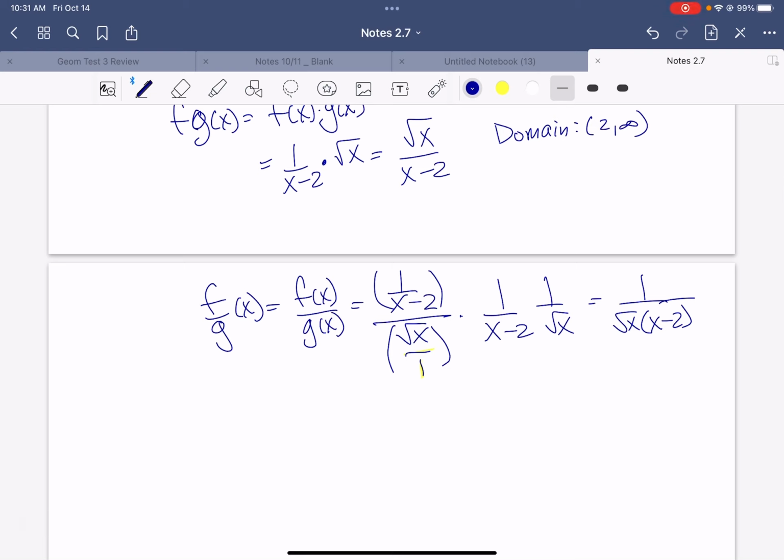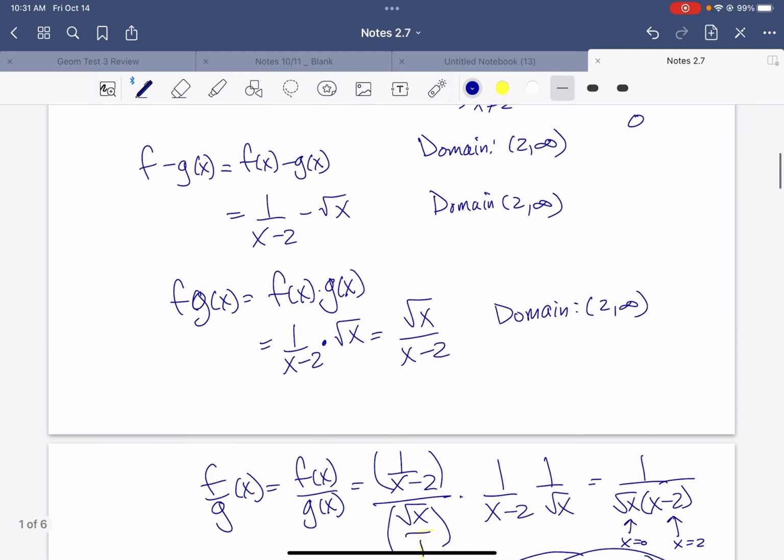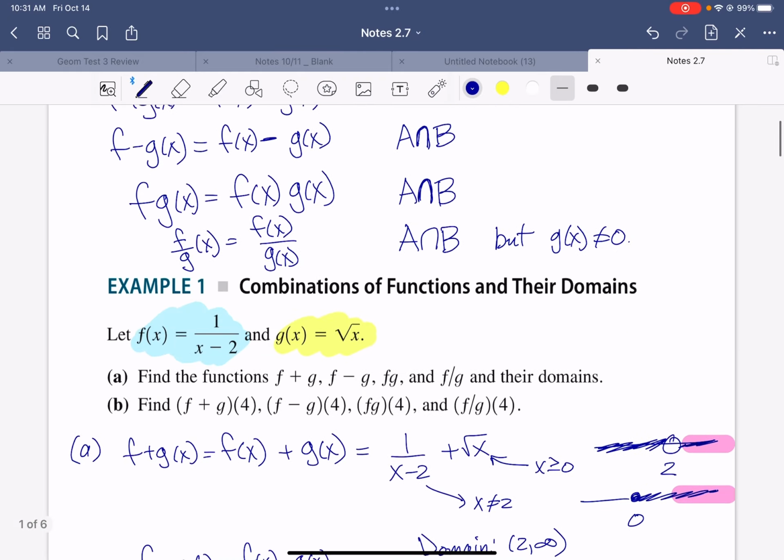And so in this case, the domain is still what we had before. You just have to watch out that the denominator can never be 0. And it seems like x equals 0 and x equals 2 are the only places we have to worry about, but neither of those are in this domain. So it doesn't add any further restriction. So there's all of our functions.